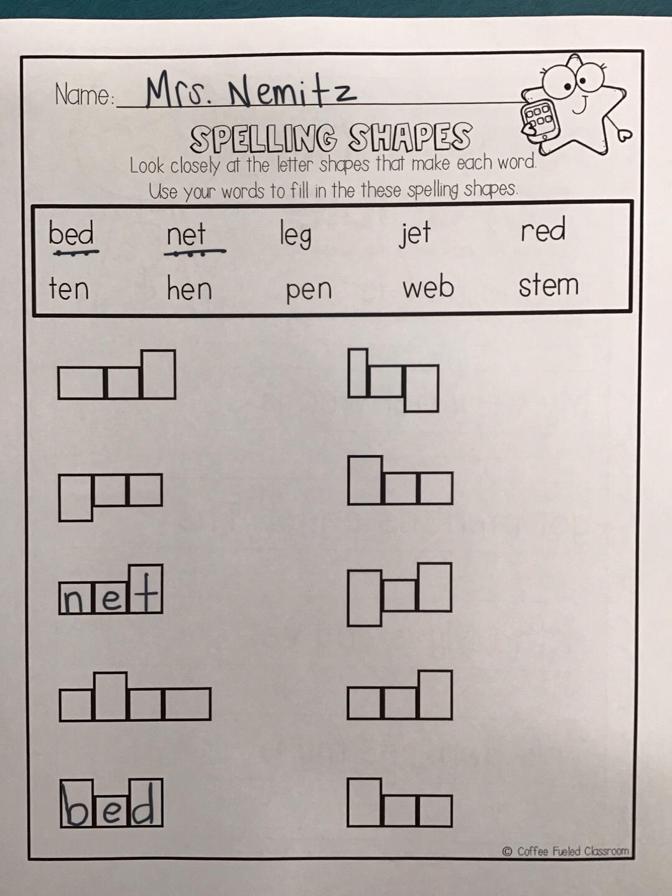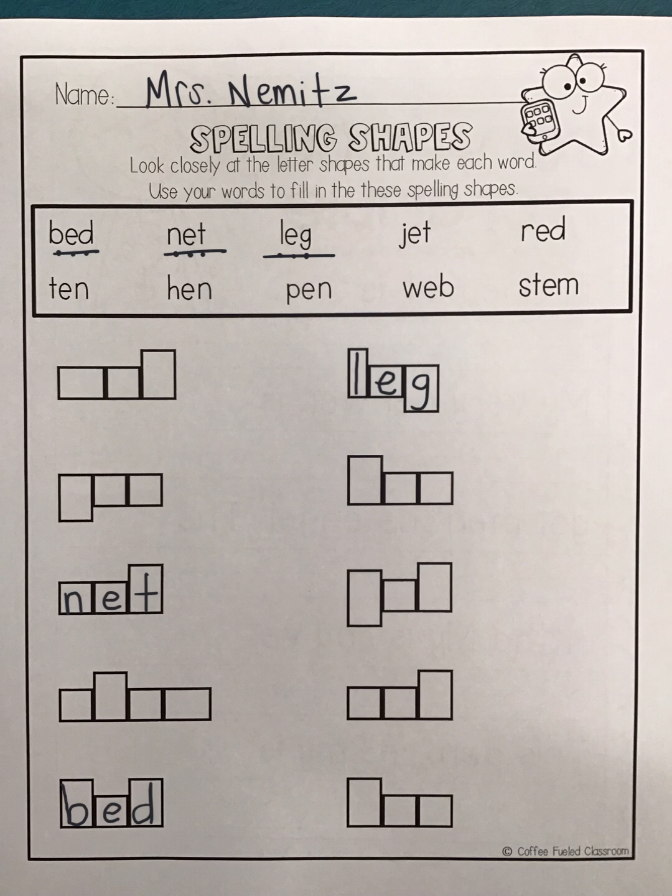Our next word is leg. L-E-G. Leg. With leg, I have a tall, skinny L. E-G. The letter G is a basement letter, so it drops down into the basement.